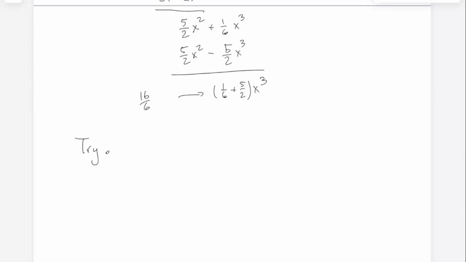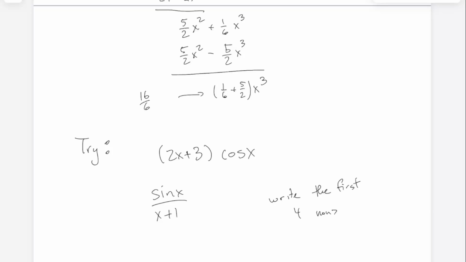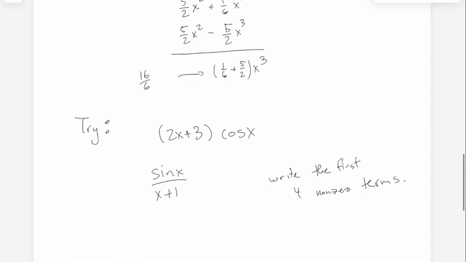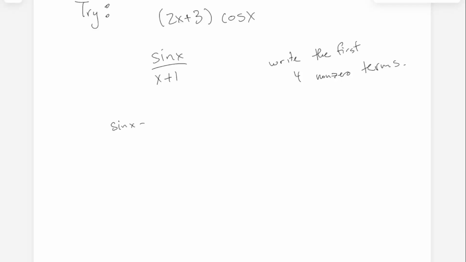Let's try 2x plus 3 times cosine x, and sine x over x plus 1. Both times, write the first 4 non-zero terms. See how you feel. I will remind us of the series for sine x and cosine x.